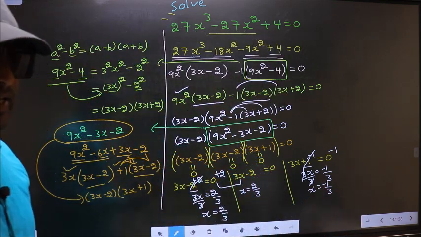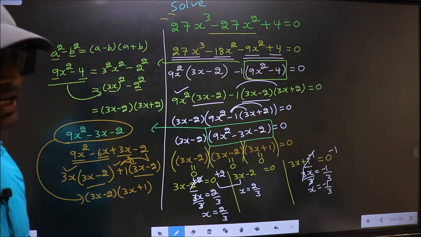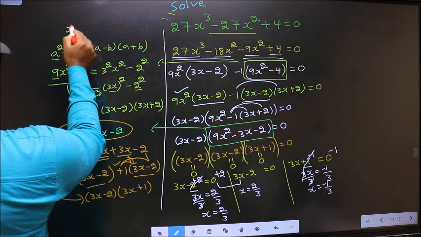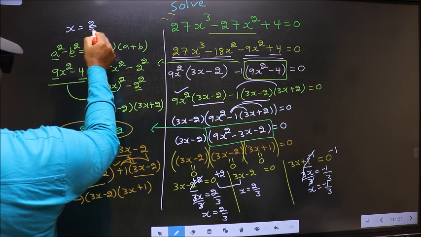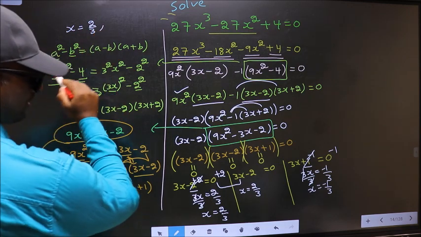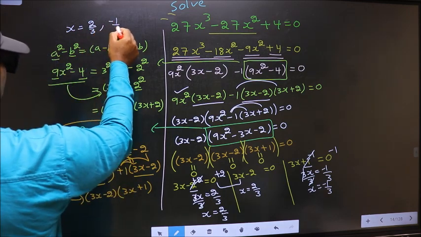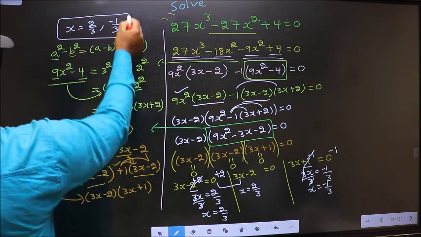So the x values that we got are 2 by 3 and minus 1 by 3. That's it. This is our answer.